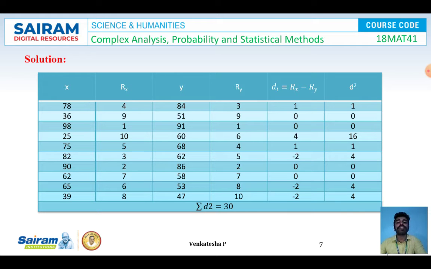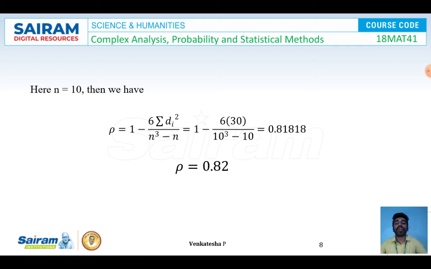So now I am going to find the difference between two ranks, I mean Rx minus Ry. So 1, 0, 0, 4, 1, minus 2, 0, 0, minus 2, minus 2, I got it. So now I am going to find the difference square. Squaring all the differences, I got 1, 0, 0, 16, 1, 4, 0, 0, 4, 4. So now the summation of difference square will be equal to adding all the differences square. I got 30.